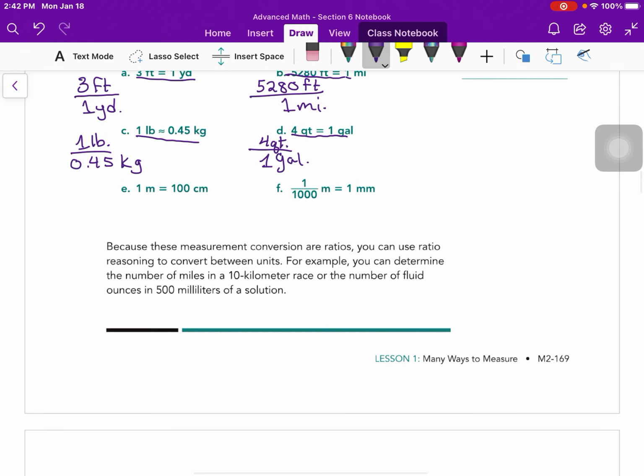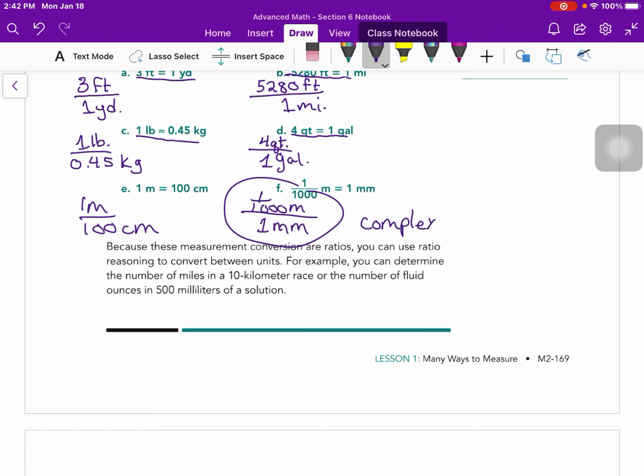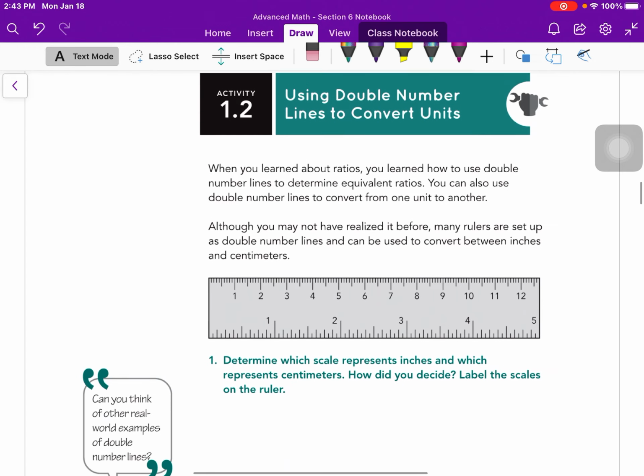Oh, 2 more there. We forgot them. 1 meter for 100 centimeters and 1/1000th of a meter to 1 millimeter. Now this one looks kind of funny because this is what we call a complex fraction. It's a fraction within a fraction. That's okay. It's legal. We can do that. You'll use those more as you get into your higher algebras. All right, let's keep going.